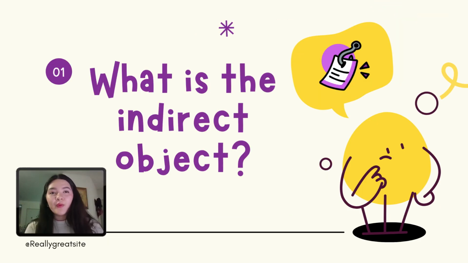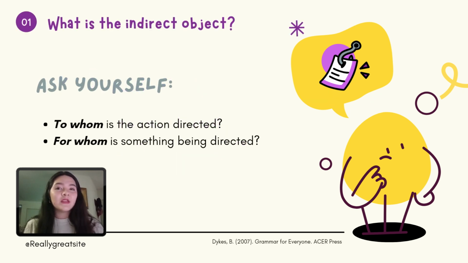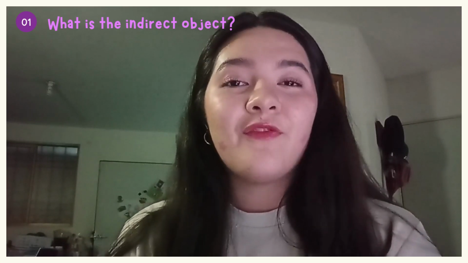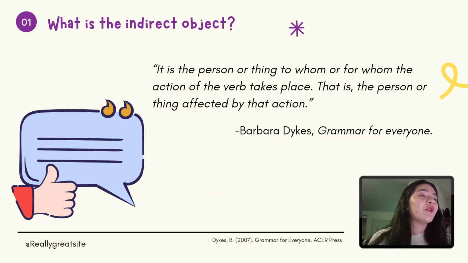First, what is the indirect object? The indirect object is the person or the thing to whom and for whom the action of the verb is being done. To find it, instead of asking what, ask to whom the action is being directed and for whom something is being done. Barbara Dykes defines it in her book Grammar for Everyone as, it is the person or thing to whom or for whom the action of the verb takes place. That is, the person or thing affected by that action.